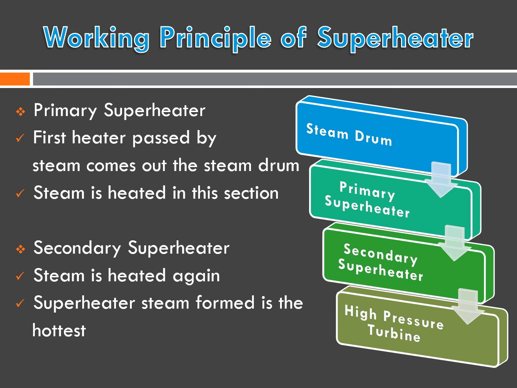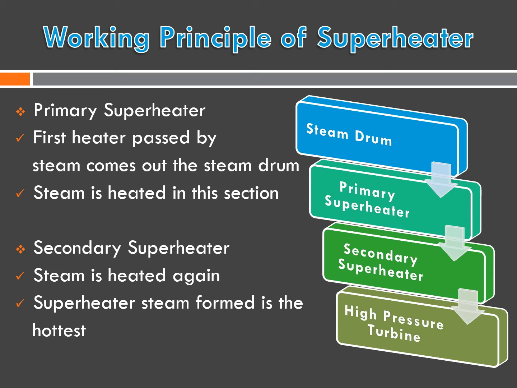And the next topic that I'll be talking about will be the working principle of superheater. Generally, superheater consists of two main parts, which are the primary superheater and secondary superheater. Primary superheater is the first heater that is passed by the steam after the steam comes out of the steam drum. After the steam is heated in the primary superheater, it will be passed to the secondary superheater to be heated again. So, in the secondary superheater, the steam formed is the hottest steam among the others.